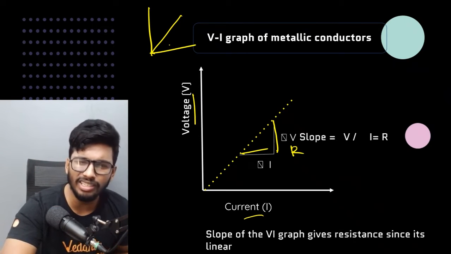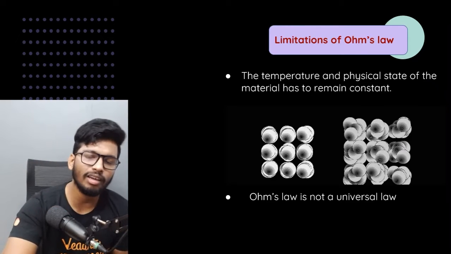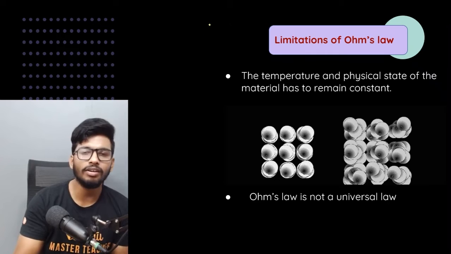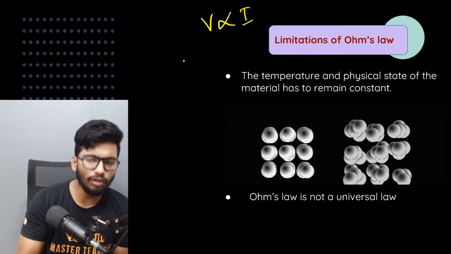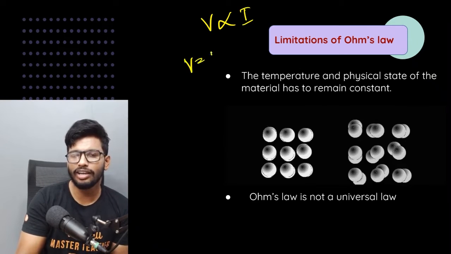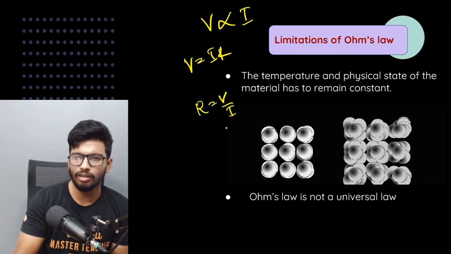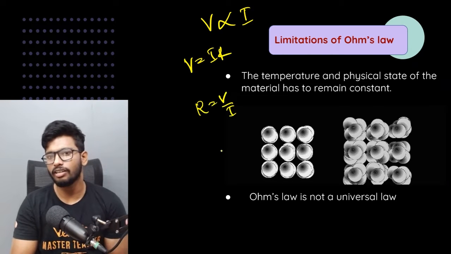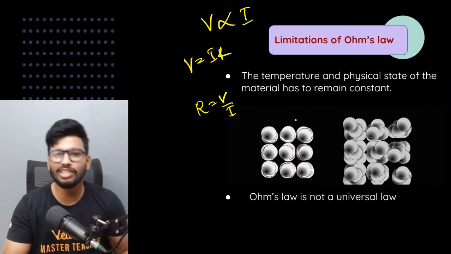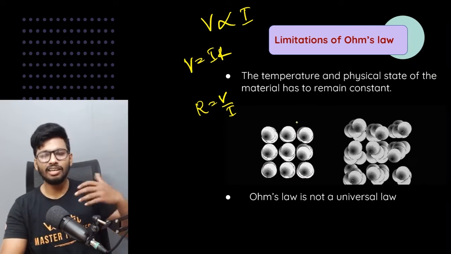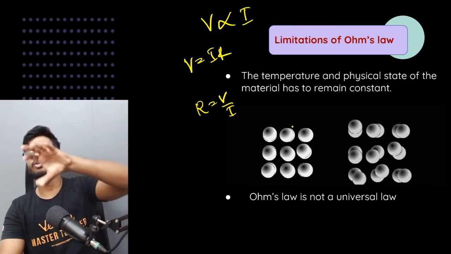Now, one of the biggest problems with Ohm's law is, guys, that Ohm's law has a lot of limitations. For Ohm's law, what is it? It is nothing but voltage being directly proportional to current. And if you look at the formula, V is equal to IR. So that means that R is equal to V by I, which means that the more the resistance, the lesser the current. The thing is, guys, Ohm's law is actually dependent on the temperature as well. So if the temperature increases, the resistance will increase. So if the resistance increases, Ohm's law does not hold true.